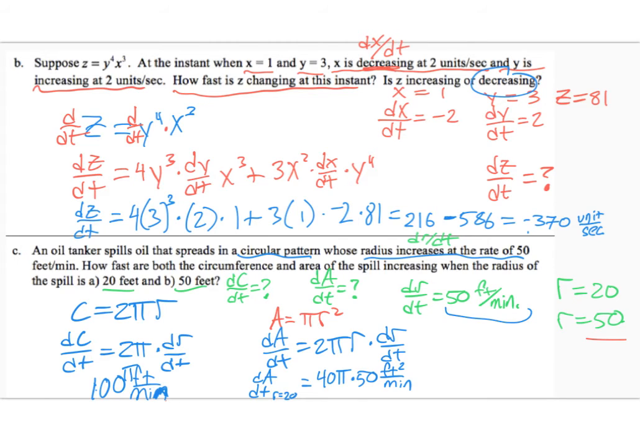That's going to come out to be 2,000 pi feet per minute. And then for 50 feet, so dA/dt at r equals 50 is going to be 100 pi, and then I'm going to plug in my 50 feet per minute, so 50 feet squared per minute is my final units. That's going to be 5,000 pi feet squared per minute for the area of that.